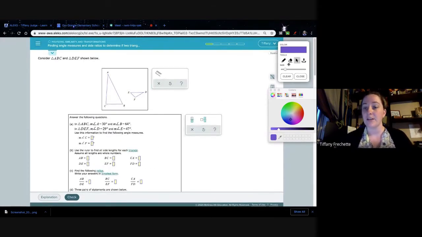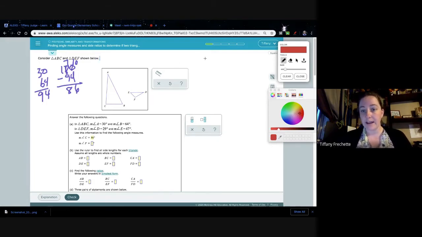So when I go through and do this, I have 30 and 64, so I have 4 and I have 9. I have to subtract from 180 to see what's left over. So I have 7, I have 10, 6, and this would give me 8. So for angle C, I have 86. It's not going to be the same for angle F because I have 29 and 47. So I have to do a separate calculation for those ones.